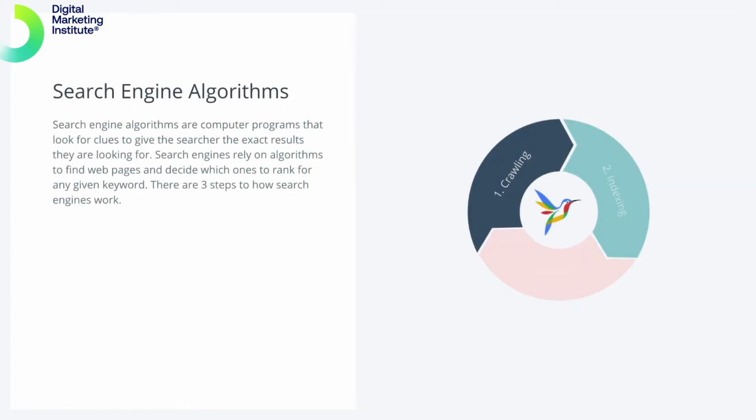Search engine algorithms are computer programs that look for clues to give the searcher the exact results they are looking for. Search engines rely on algorithms to find web pages and decide which ones to rank for any given keyword. There are three steps to how search engines work: crawling, which is the discovery stage, indexing, which is the filing stage, and ranking, which is the retrieval stage.